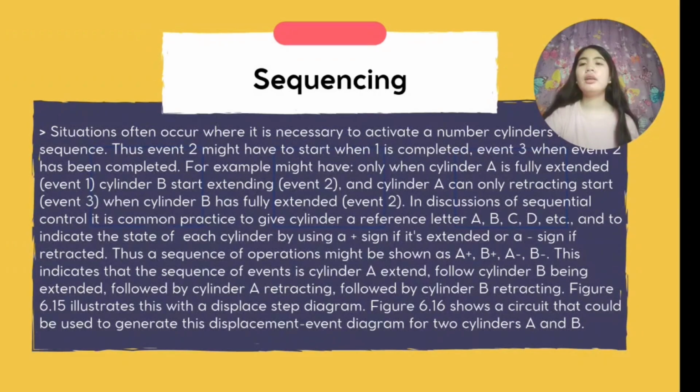This slide introduces the concept of sequencing in pneumatic and hydraulic systems. Sequencing means that one event must occur before the next can happen. For example, cylinder B may only extend after cylinder A has fully extended. This ensures operations follow a safe and logical order, especially in automated systems.